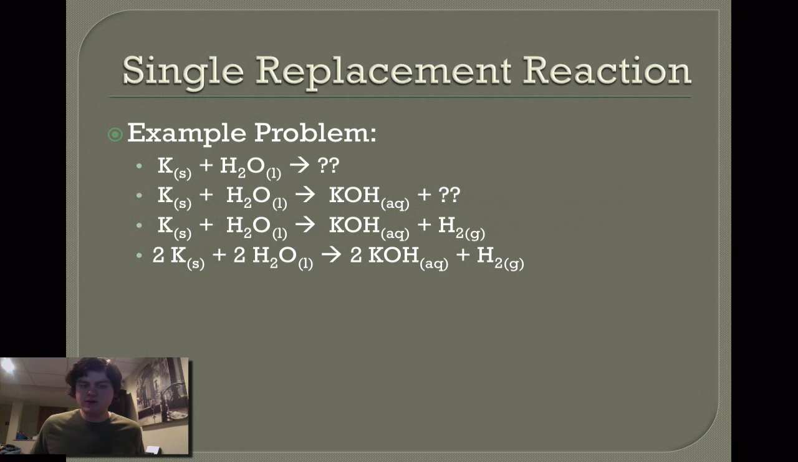So again, we saw that potassium is reactive enough to replace one of the hydrogens in water, and then we just moved it in. We paired it with the anion hydroxide, and then figured out what the rest of the products would be.